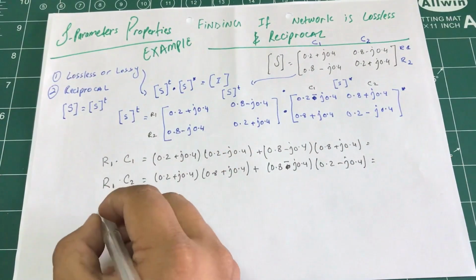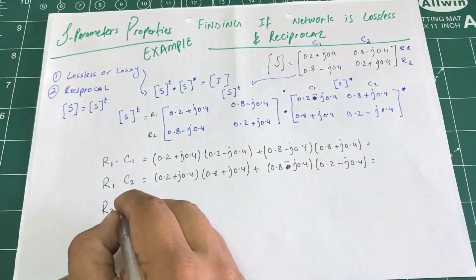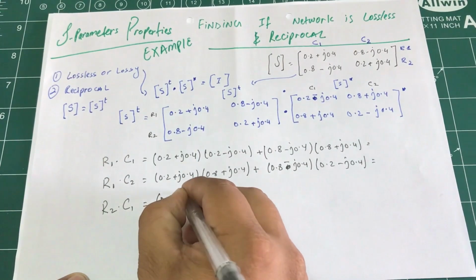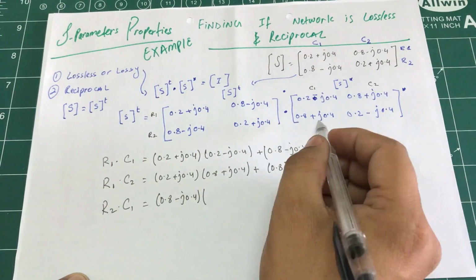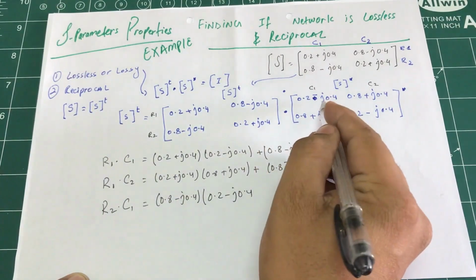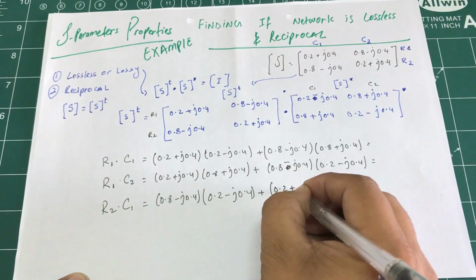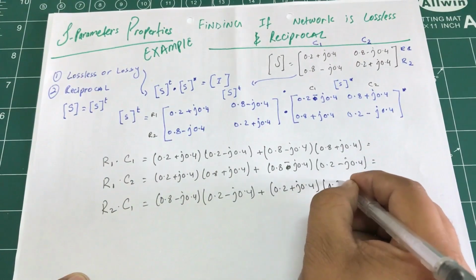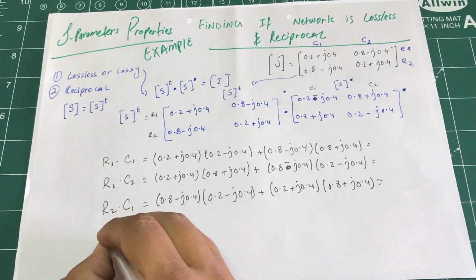All right, then I'm going to take row 2, which is this guy, and multiply it with c1 and c2. So row 2 times c1, which is 0.8 minus j 0.4, then c1, which is 0.2 minus j 0.4, plus 0.2 plus j 0.4 multiplied by this 0.8 plus j 0.4. I will get some value. We'll calculate this a little bit later.